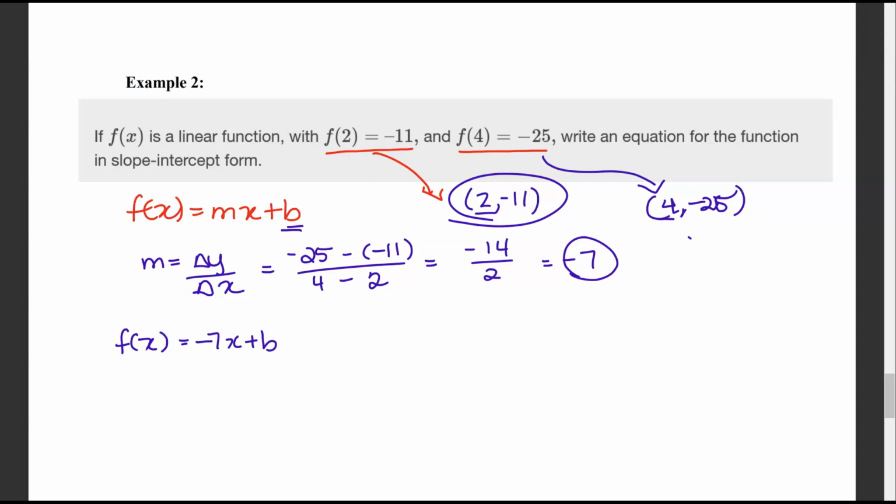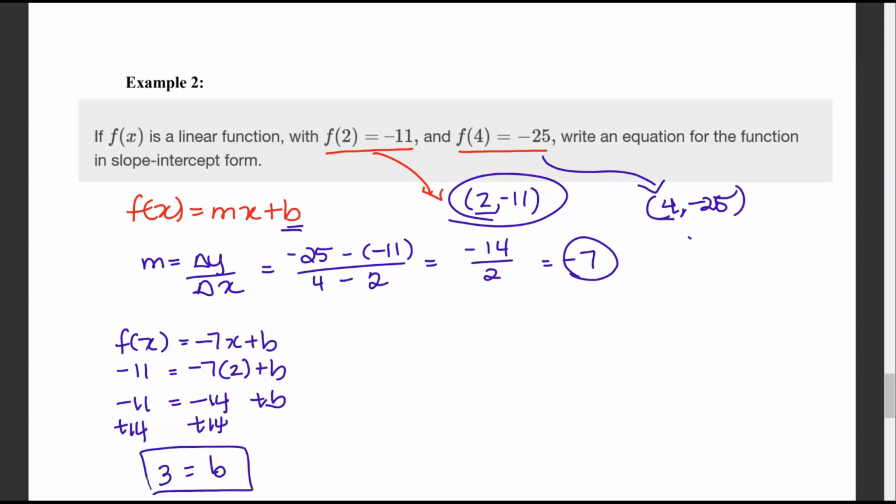Okay, so what I'm going to do now is plug in negative 11 and 2. So negative 7 times 2, that gives me negative 14. This equals negative 11 plus b. I'm going to add 14 to both sides. So negative 11 plus 14 gives me 3. So b equals 3.